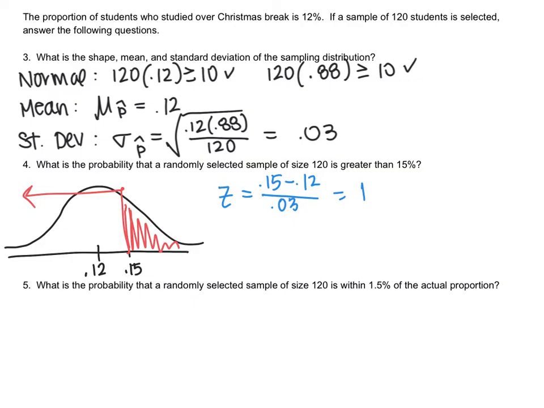Okay, so now is where we use normal CDF on our calculator. We're going to put our upper bound to be 1, our mean and standard deviation are going to be 0 and 1, and we're going to get an area of 0.8413. But remember, anytime it says greater, we have to do 1 minus our area below. So we're going to do 1 minus 0.8413. And our probability is 0.1587.